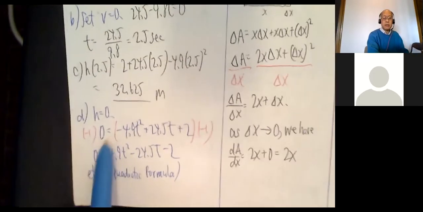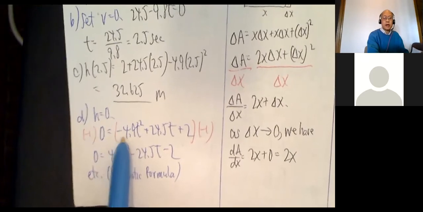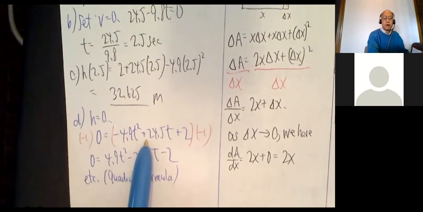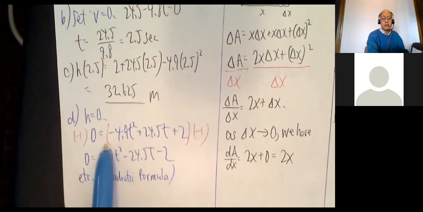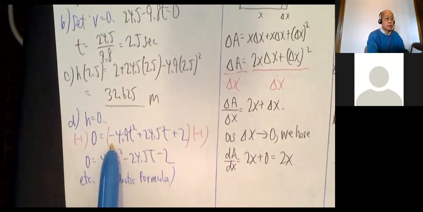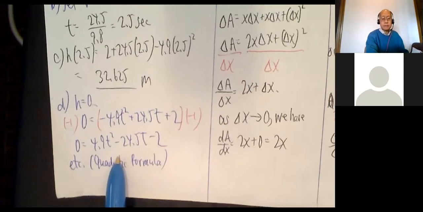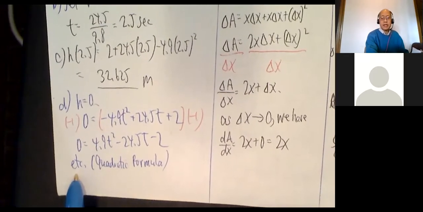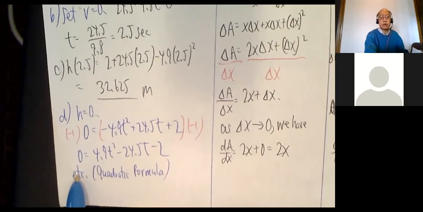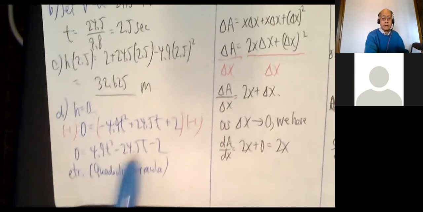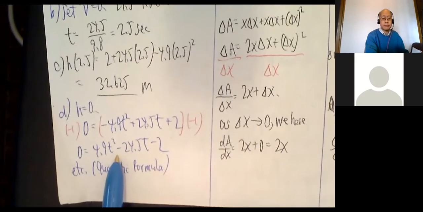So I put 0 equals negative 4.9 t squared plus 24.5 t plus 2. To make it a little bit easier on myself, I multiply both sides by negative 1. Okay, so I get this, throw it in the quadratic formula. So I just said, et cetera. Again, et cetera is something that I'm allowed to write, but you can't on quizzes or homework or tests. You work it out, but just use the quadratic formula.